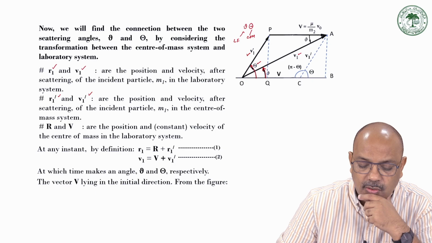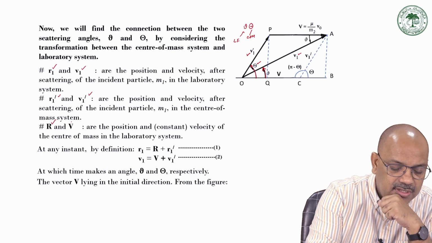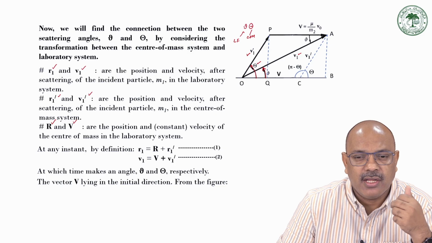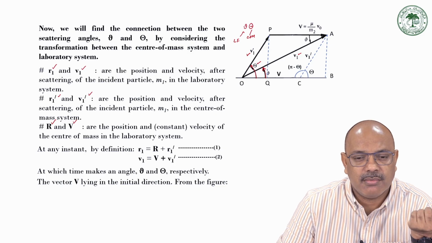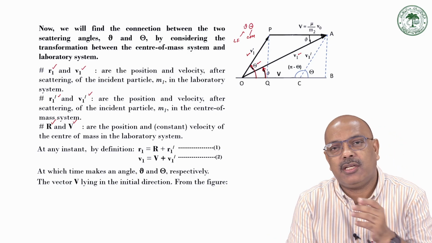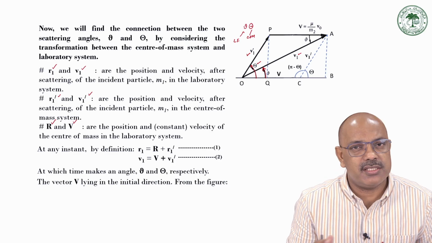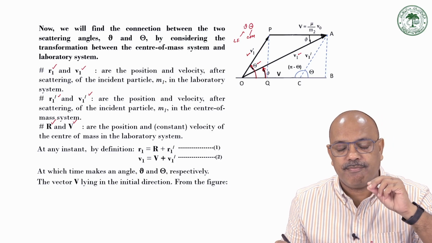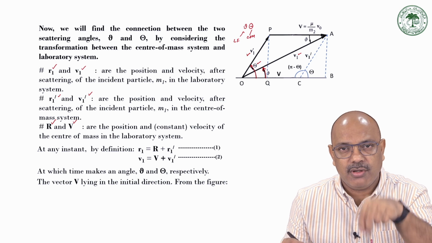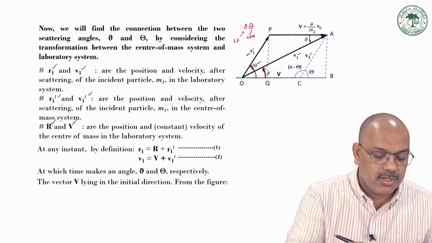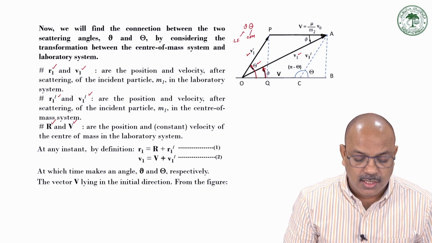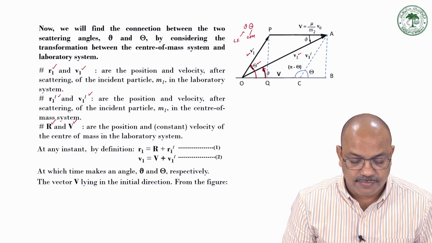Because V1 prime is here and V is here, this angle is the scattering angle in the lab frame. And then we have R and V, the position vector and the velocity of the center of mass in the lab system. In the center of mass frame of reference, the center of mass position is at the origin, so R is 0 and so its velocity is 0. So this is going to be in the lab frame system.